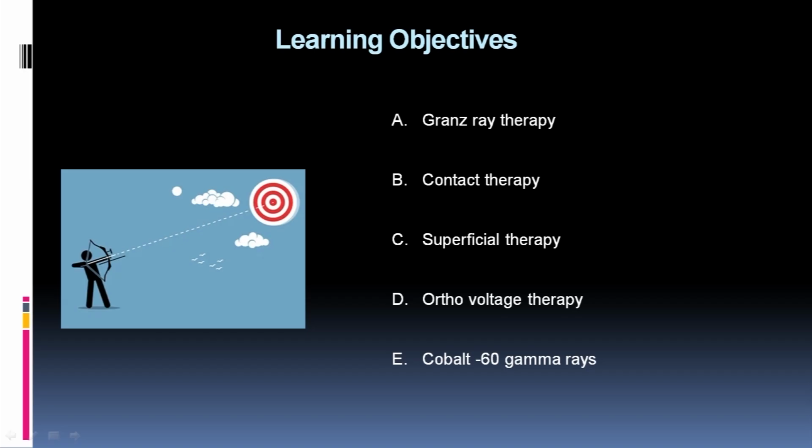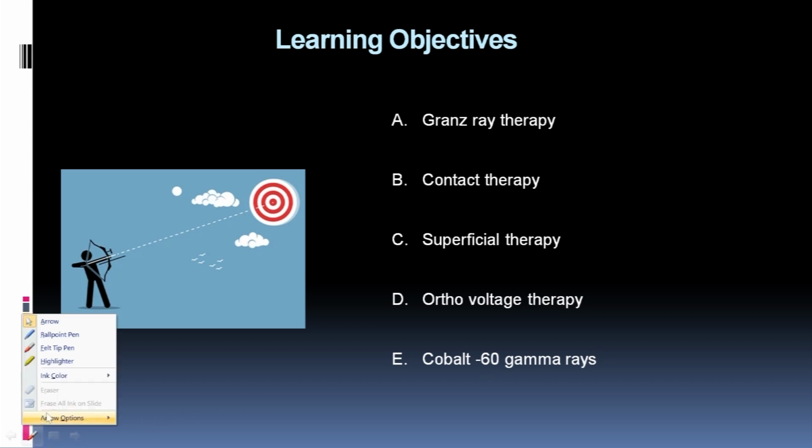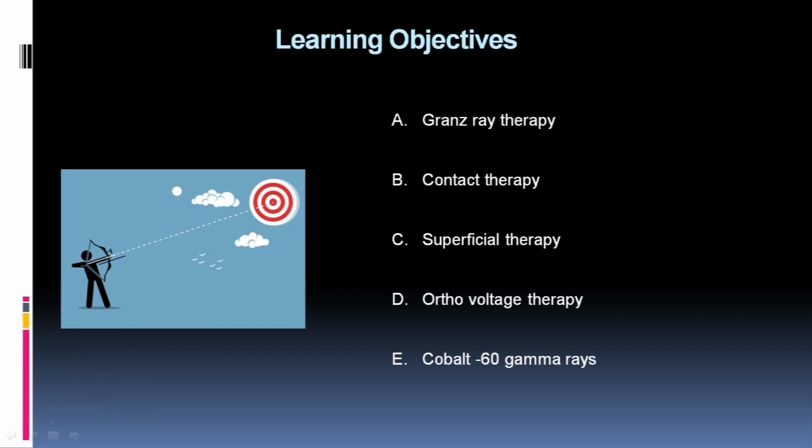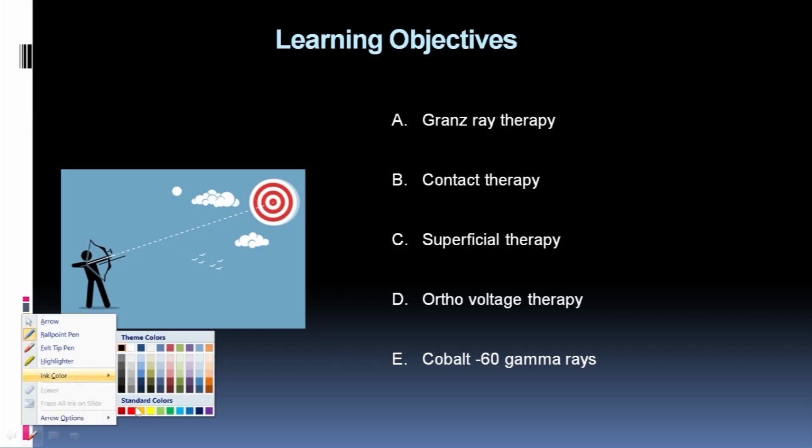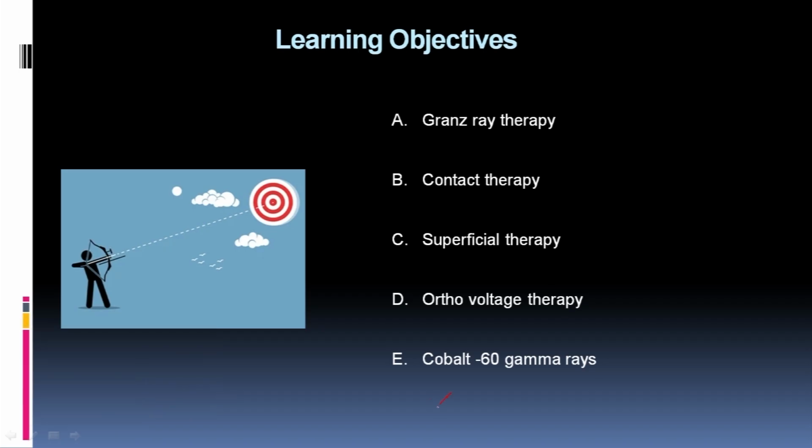The learning objective of today's class will be the Grenz ray therapy, the contact therapy, the superficial therapy, the orthovoltage therapy, and the supervoltage therapy. Here it is actually wrongly written as cobalt 60. It is already discussed in last classes, and so this is supervoltage therapy.